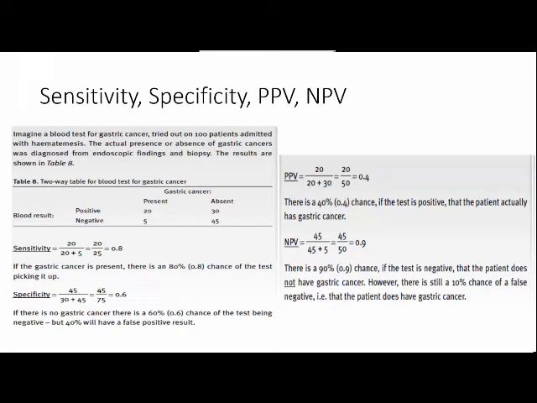Even in this table, they say gastric cancer present or absent. That means they have taken a biopsy from an endoscopy. That is the gold standard. So your gold standard comes on the top, and whatever test you are using, like for example an antibody test or a blood result, blood levels or something, that comes on the left side, in the blood result positive negative rows.